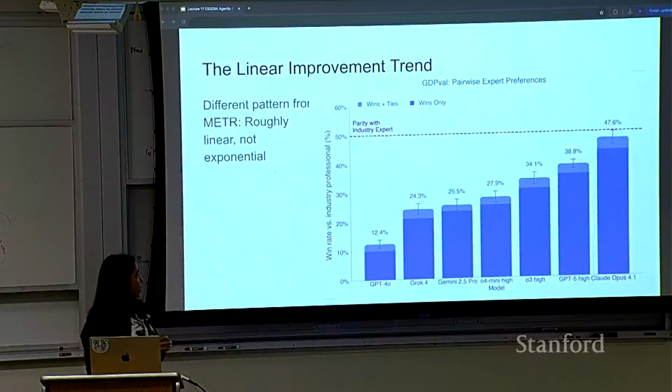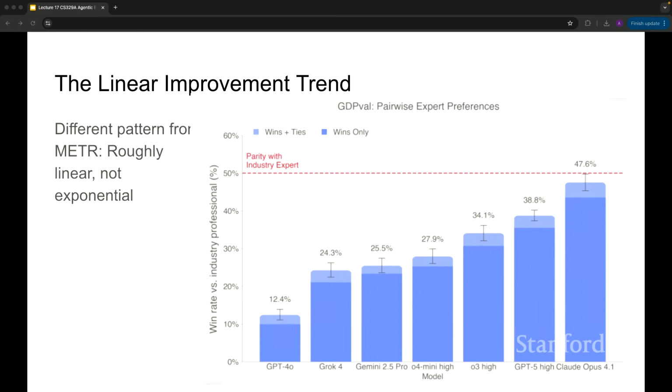So if you look at the trend, on the x-axis you see different models, all the way from GPT-4o to GPT-5 High to Claude Opus 4.1. And on the y-axis, you're looking at win rate versus the industry professional. So basically, if you had an expert with more than a decade of experience solving it versus the model solving it. So light blue is wins plus ties, and dark blue is wins only. There are pairwise preferences. So if you look at GPT-4o, on average, the average numbers don't mean that every single task was solved like that.